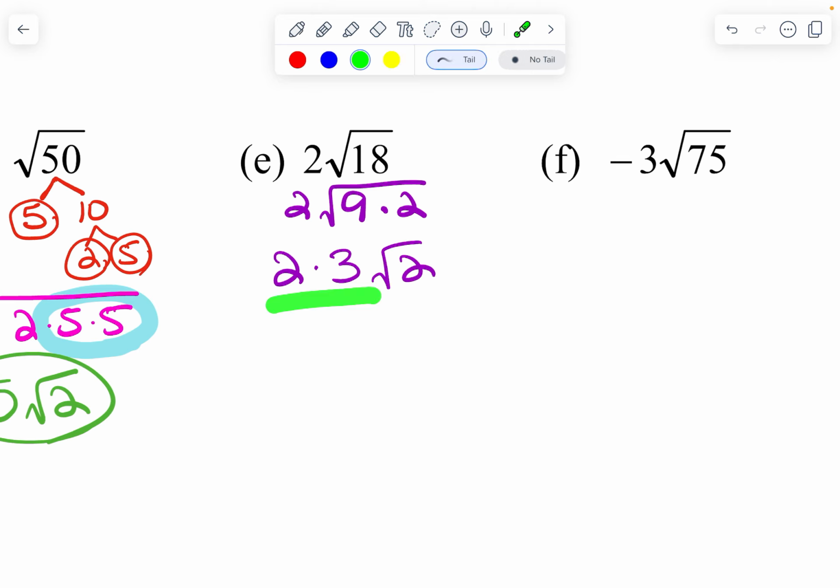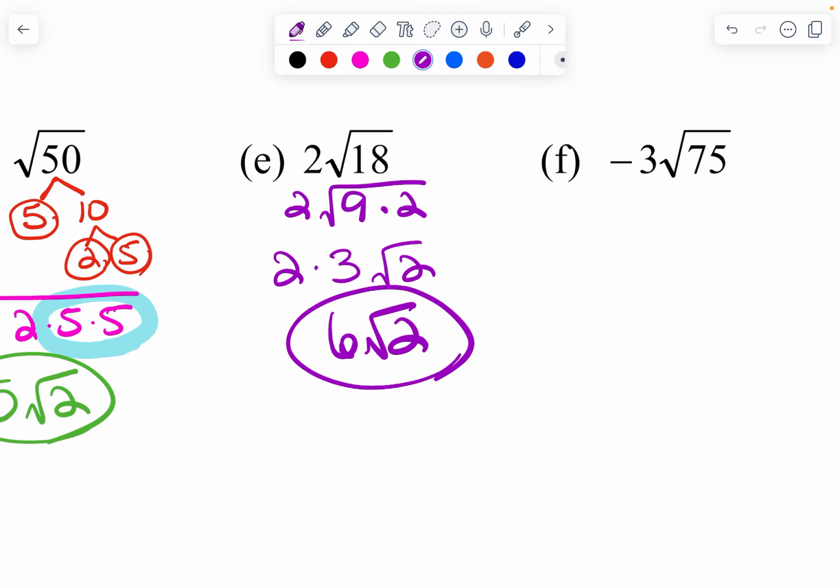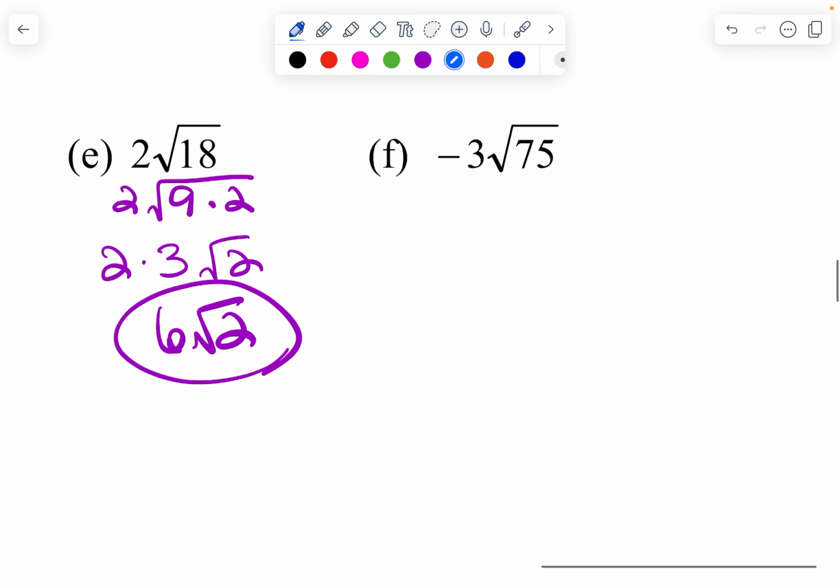So then I can multiply what I can here. 2 times 3 makes 6, root 2. That is the simplified version of 2 root 18. Now, if you don't know your perfect squares, totally fine. Let's go ahead and do a factor tree on 75. And no, I don't want to touch the minus 3 in front, so I'm just going to leave it.